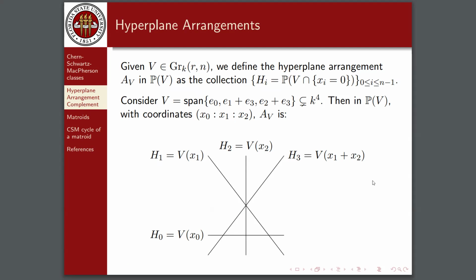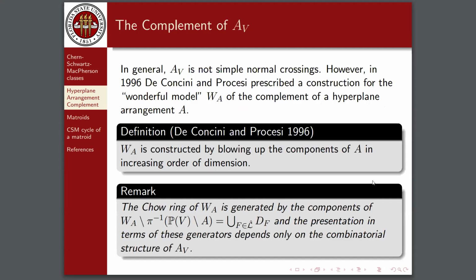Something important to note, and very obvious immediately, is that this is not simple normal crossings. However, in 1996, De Concini and Procesi introduced this idea of wonderful models for the complement of a hyperplane arrangement, which is formed by blowing up the geometric flats of the hyperplane arrangement. So you start with points, then you look at proper transforms of lines, and you blow those up, and then you look at proper transforms of planes, and you continue going up in dimension.